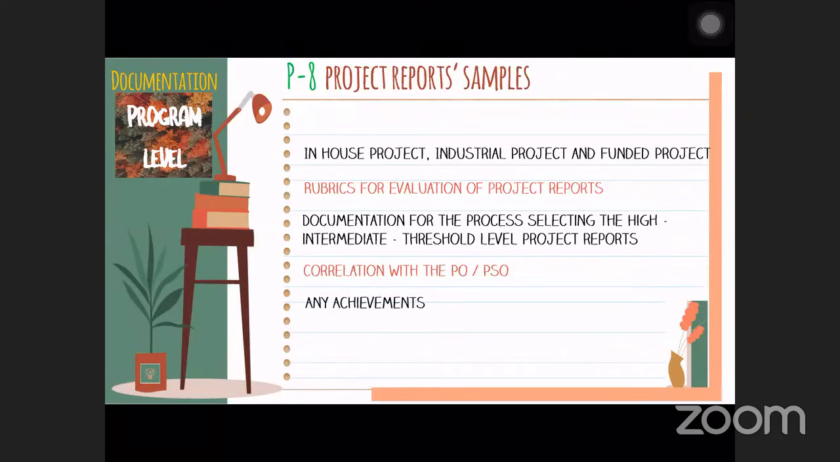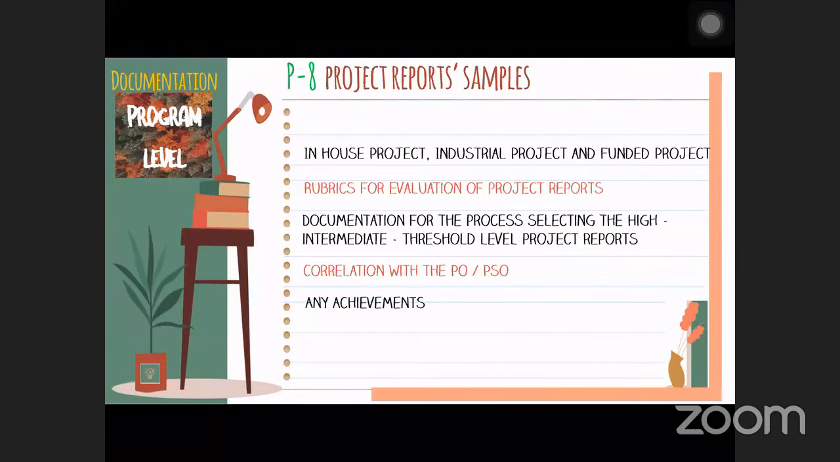So how you are evaluating your projects, because it's one of the most important evaluations in the phase of engineering. Then the documentation process for selecting the high, intermediate, and threshold level project reports. Generally, when we evaluate the project reports of the students, we have to keep the samples of the best projects. Out of such a set of best projects, you can keep certain samples for the experts, the members of evaluators, to see.